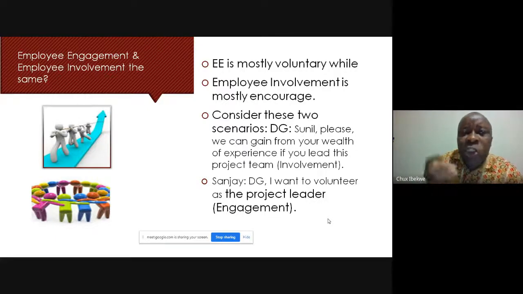That is one of the areas involvement and engagement differ. Because in involvement, somebody has to urge you. Somebody has to encourage you to do that. Look at two examples, two scenarios there. The first one, the Director General of your organization, by name Sunil, approaches you: please, we can gain from your wealth of experience if you lead this project team. So you see that nudge from your DG.